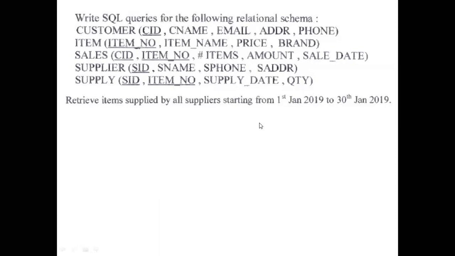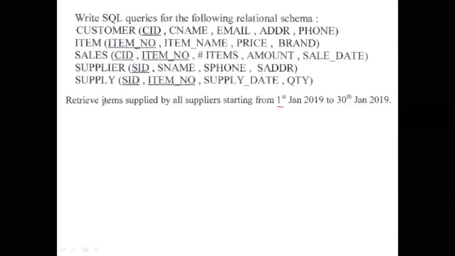So let us move on to the second one. Retrieve items supplied by all suppliers starting from 1st Jan to 30th Jan. So just identify where these details are present. So what is the first thing given here? It is a date. So items supplied by all suppliers, which means we are not bothered about who has supplied. The only thing is the date.